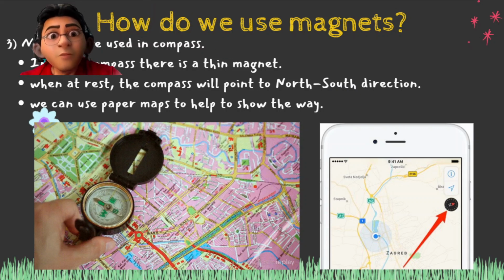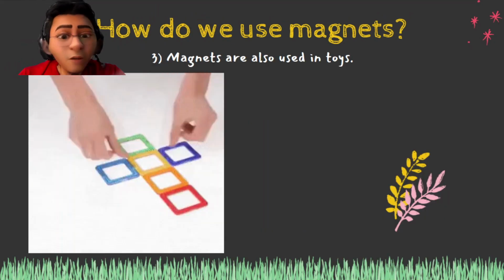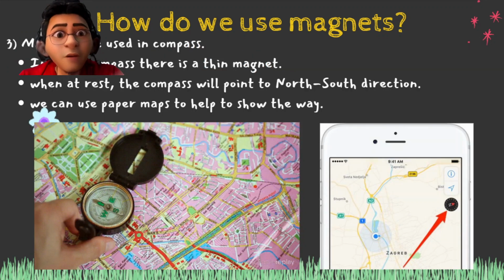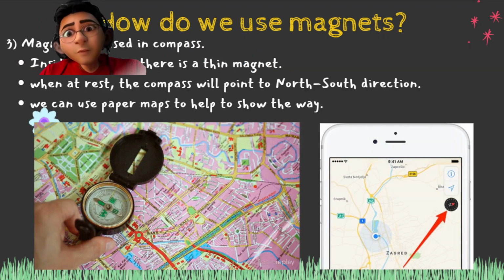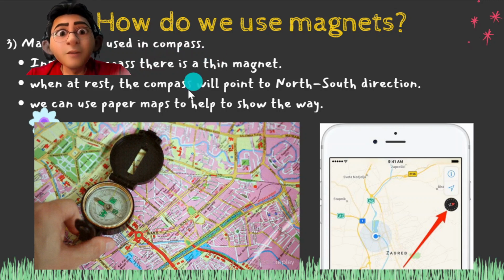And this is the fourth: magnets are used in compasses. Compasses that I've shown last week. I've shown compasses, and the middle of the compass is made of magnets. It's a thin magnet, and this magnet floats like this one. It floats in the middle of the object of the compass. When at rest, the compass will point to north-south direction.